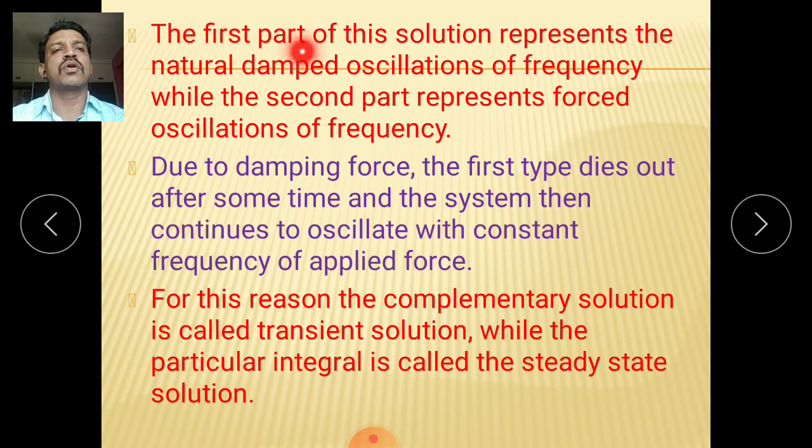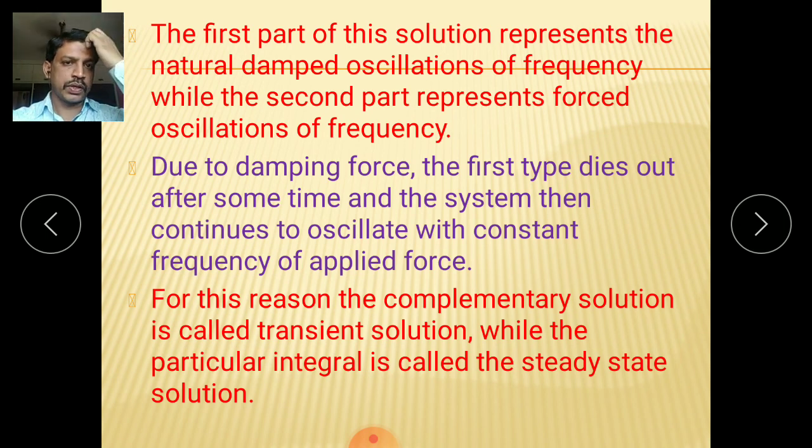The first part of the solution represents the natural damped oscillation of the natural frequency, while the second part represents the forced oscillation of the applied frequency. Due to the damping force, the first type dies out after some time and the system then continues to oscillate with the constant frequency of the applied force. For this reason, the complementary solution is called the transient solution, while the particular integral is called the steady state solution.